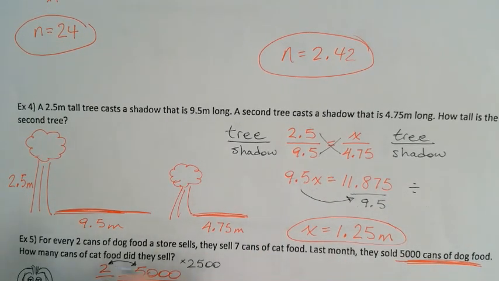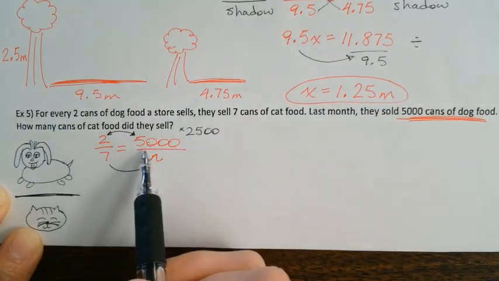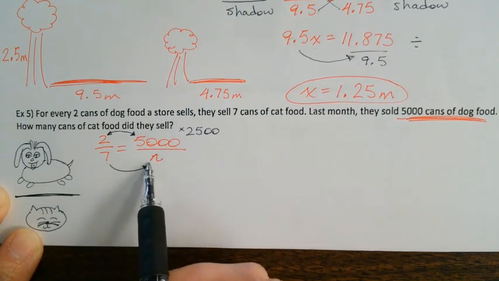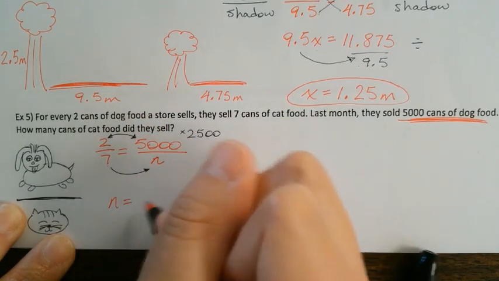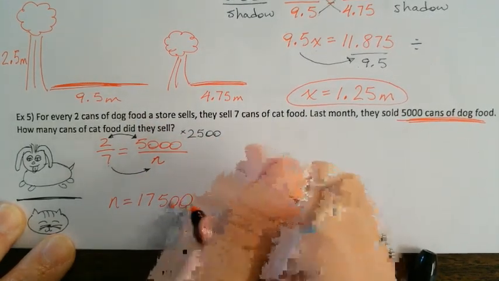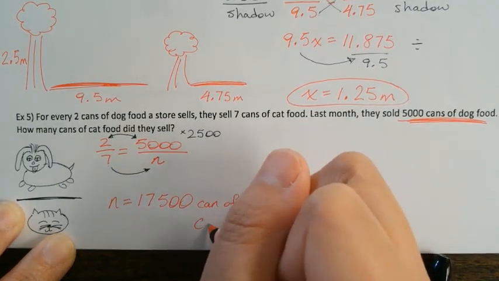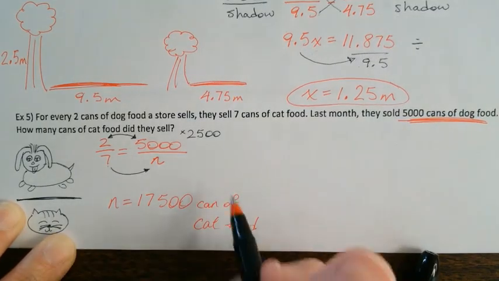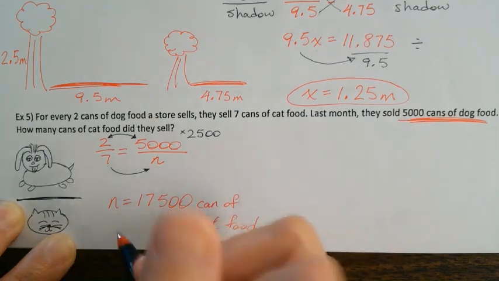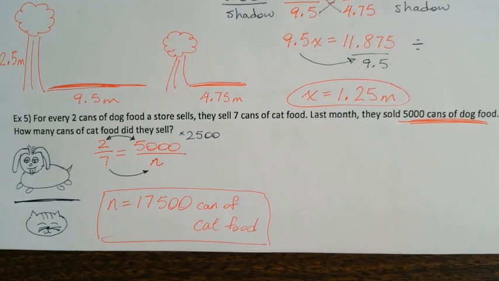So when you times it by the same ratio, oh, sorry, you guys couldn't see. Yeah, so 2 times 2,500 gives you 5,000. So 7 times 2,500 is 17,500. 17,500 what? Cans of cat food. You can't just say cans because we're dealing with 2 types of can. So you have to say cans of what? Cans of cat food. Okay, so that's Petro's method using the first way.